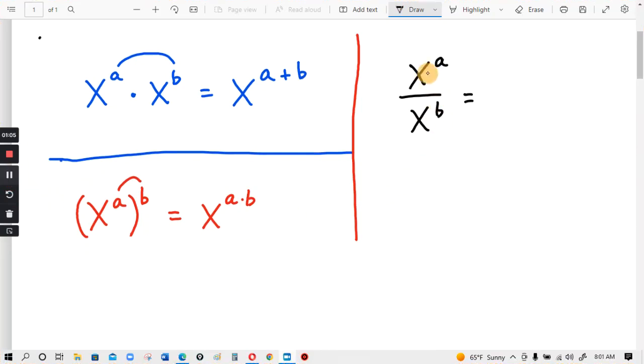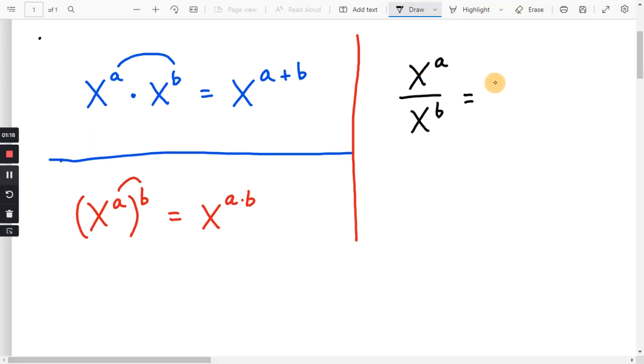Now, if you're dividing numbers with exponents, if the number matches, for instance, we both have x's here. This is x to the power of a divided by x to the power of b. Again, you keep the x, but instead of adding the exponents, you subtract the exponents going down. So the exponent here is going to be a minus b. So you just subtract the exponents going down.